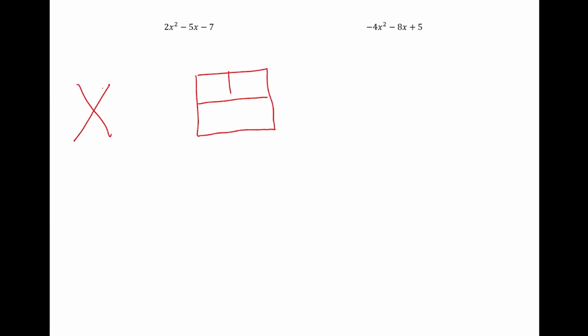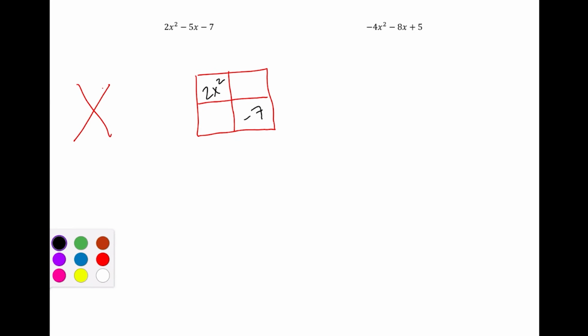All right, so we've got 2x squared minus 5x minus 7. Set up my x. Set up my box. And that box is really an area model, sort of like a better way to refer to it, I think. But yeah, we'll get our box set up. 2x squared, minus 7. Looking for two terms that add up to -5x. That means one of them is probably negative, if not both.